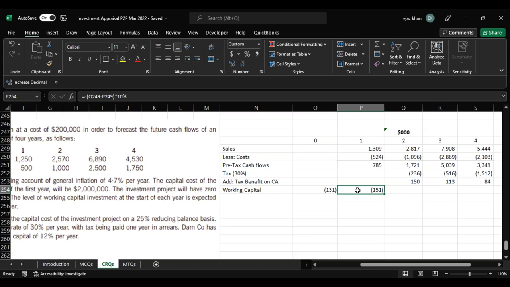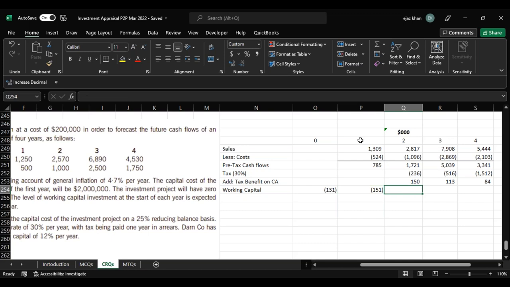So let me show it again. The working capital in this particular question is connected with the sales figure. And because we have higher level of sales for the second year, that's why we need additional working capital. So if we can calculate the additional sales figure first and multiply it with the percentage of working capital required, we will get how much additional working capital we need for the second year. And that has to be invested at the end of the first year, so that we can run our activities for the second year.